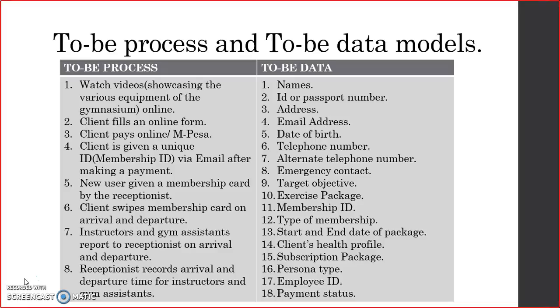Next slide. I'll also take you through the to-be processes and the to-be data models. For the to-be processes, some of them are watch videos, which showcases the various equipments of the gymnasium online. Also, the client fills an online form. The client pays online or via M-Pesa. Also, the client is given a unique ID, which is a membership ID via email after making a payment. That's just some of the processes. Also for the to-be data, some of them are names of the client, ID or passport number, address, email address, date of birth, and so forth.